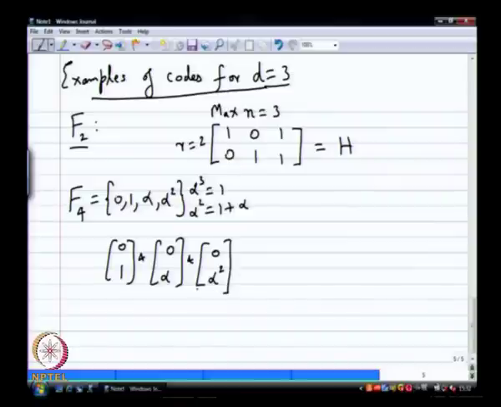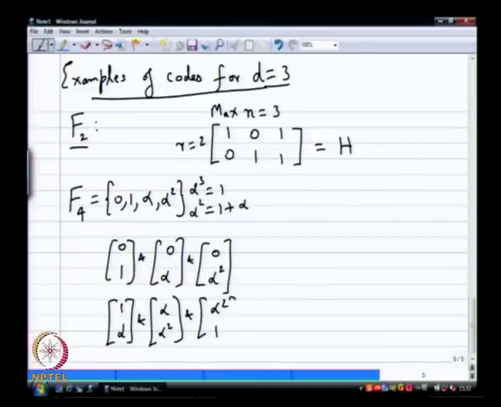linearly dependent. If you want a slightly more complicated example, you can have (1, alpha), then (alpha, alpha squared), and (alpha squared, 1). These three guys are also linearly dependent but not identical.